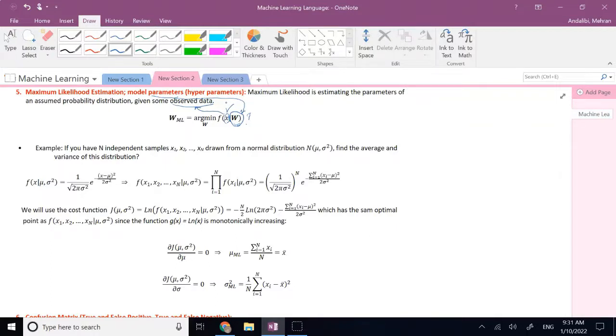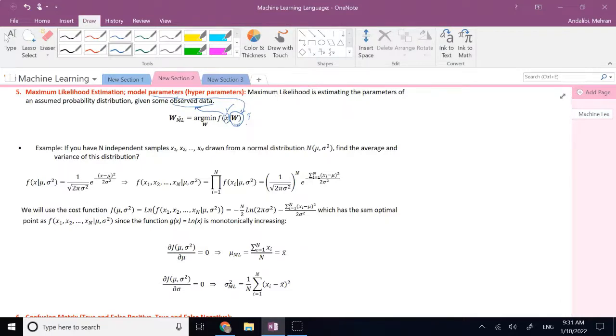How could you give me the W's, the parameters of the system model, so that it maximizes the chance that these observations are actually taken from that model? Let's clarify it with an example.